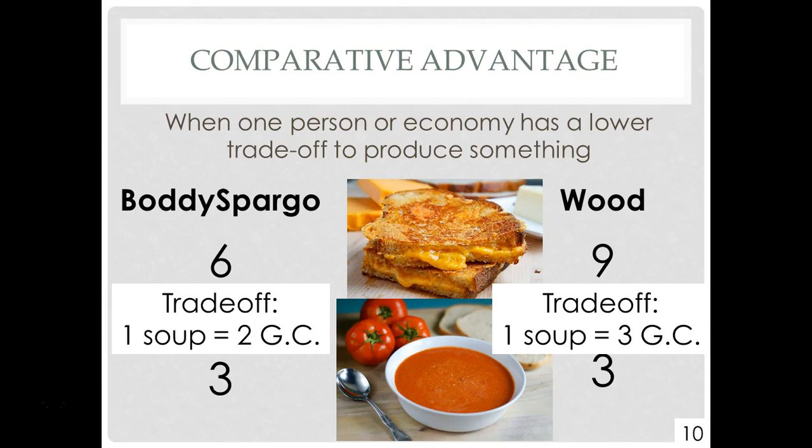So we can see that I have a comparative advantage in soup. Even though we can make the same amount, I give up less grilled cheese when I make soup. So I have a comparative advantage. Mr. Wood does not. He has a comparative advantage in grilled cheese because he gives up very little soup when he makes a lot of grilled cheese.